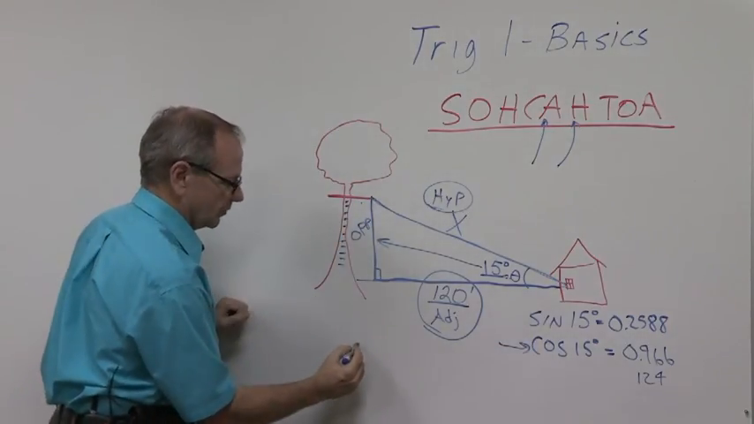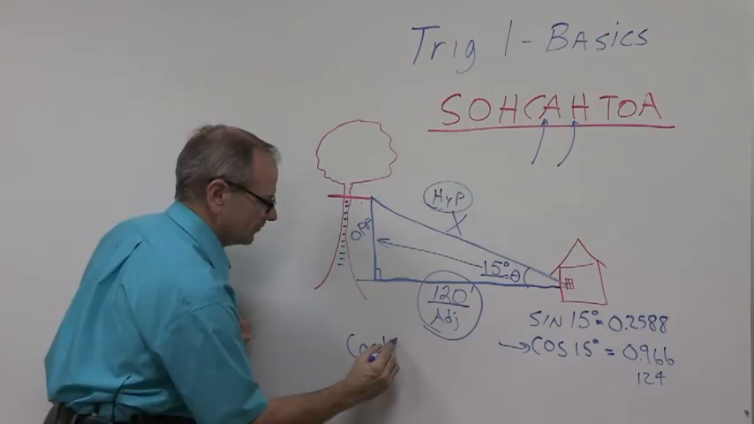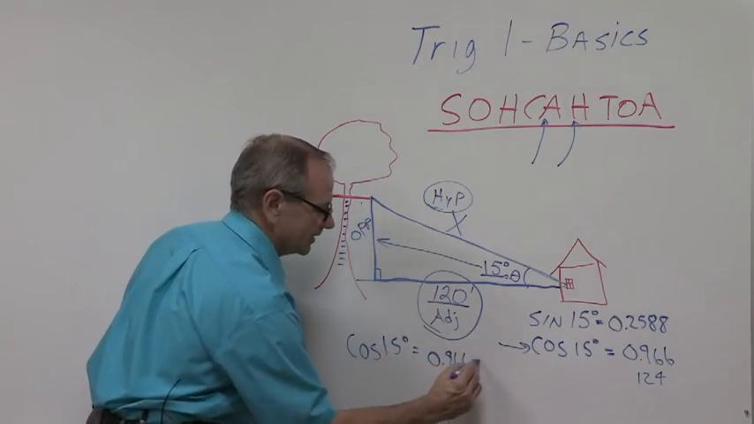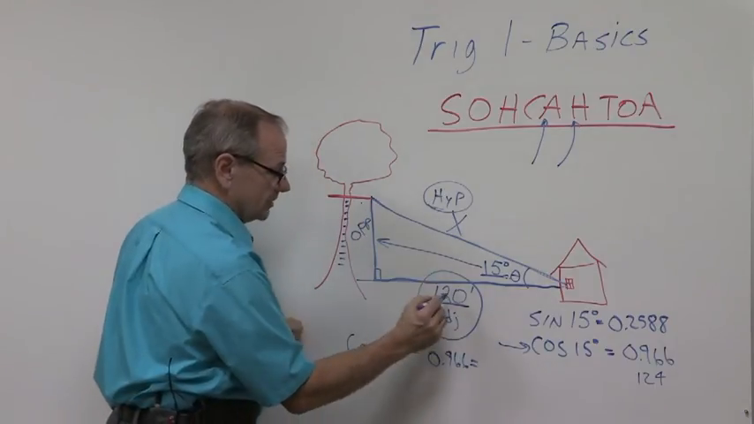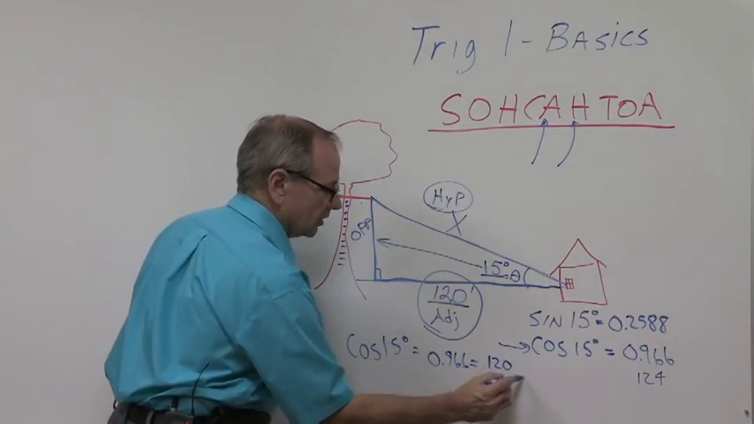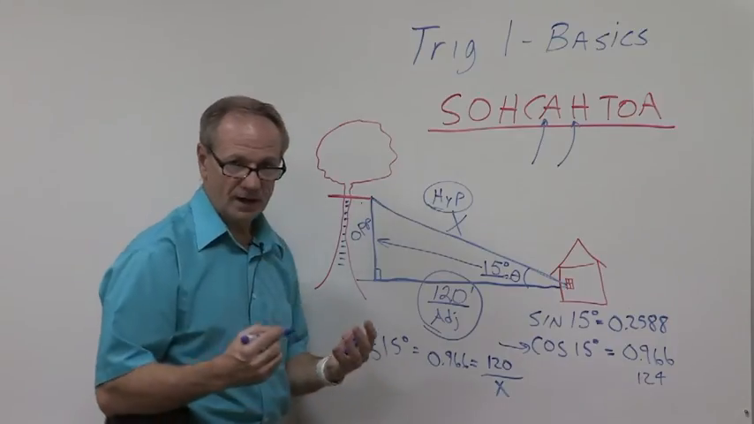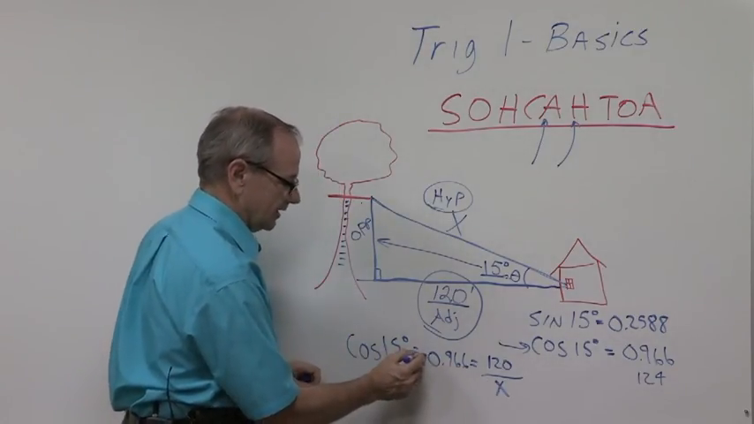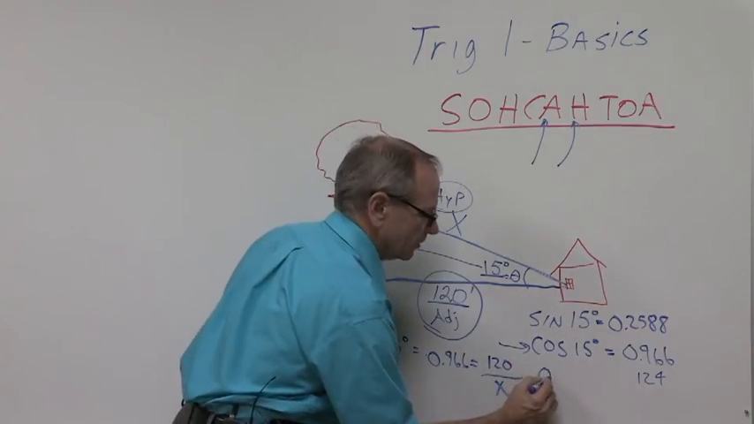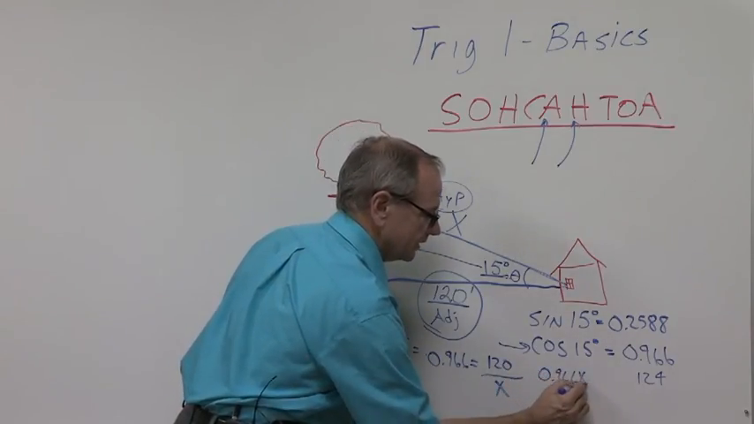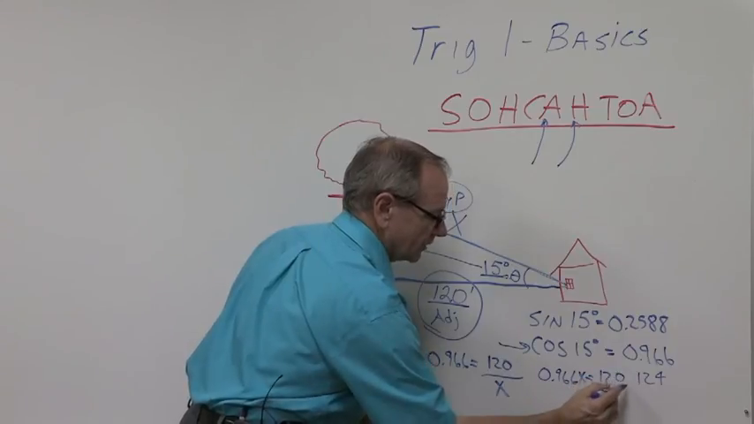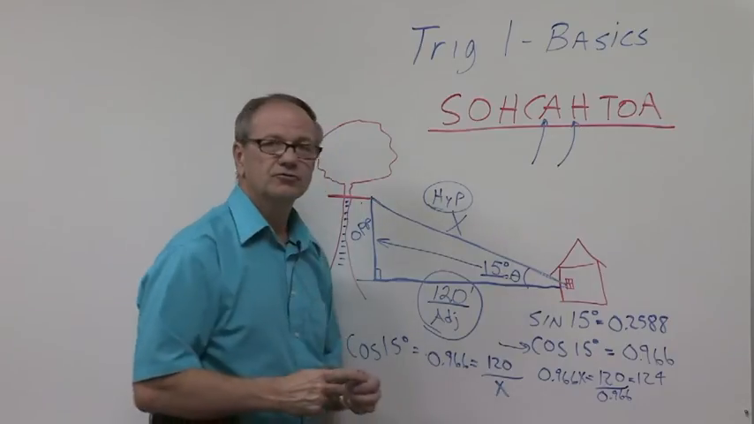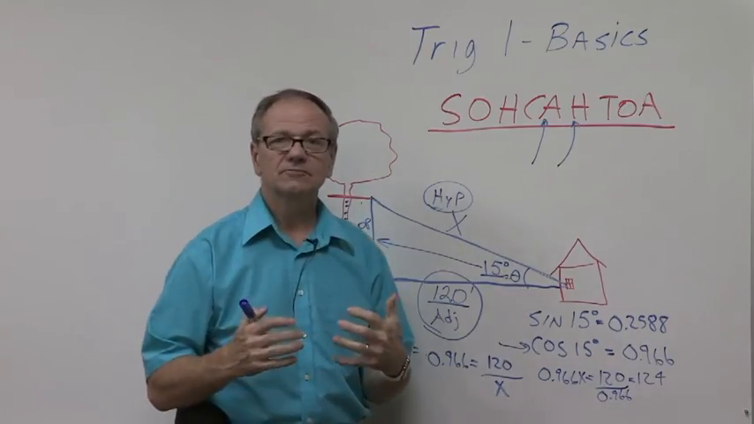Now we set it up like we did before. Cosine of 15 degrees, 0.966, is equal to the adjacent, which is 120, over x, which is my hypotenuse. Now I will multiply both sides by x, and I will have 0.966x equals 120. And when I divide by 0.966, I get 124 feet for the distance.